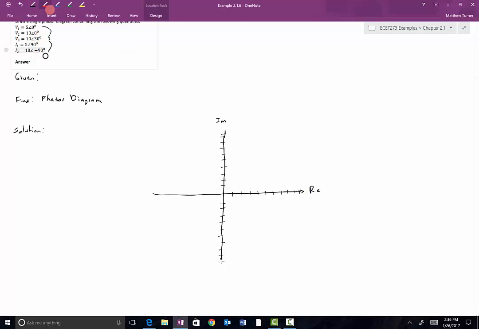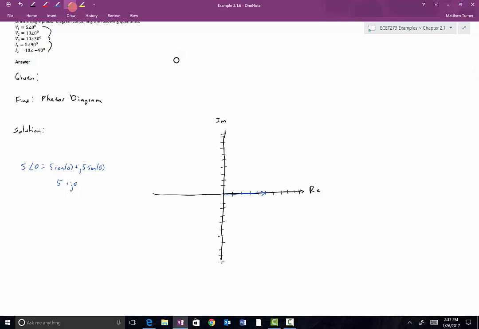So I'm going to start with 5 at angle 0. And 5 at angle 0 is going to be equal to 5 cosine of 0 plus j 5 sine of 0, so that's 5 plus j 0. So I come out 5 on the real axis and up 0 on the imaginary axis. 1, 2, 3, 4, 5. So if this scale represents 1 volt per division, I've just drawn 5 at angle 0 right there.